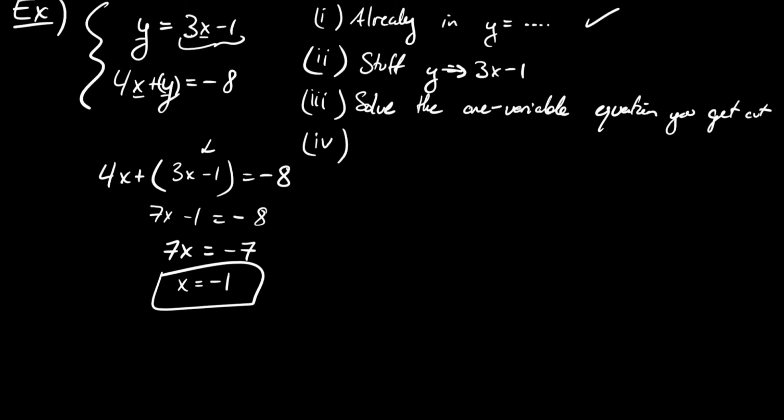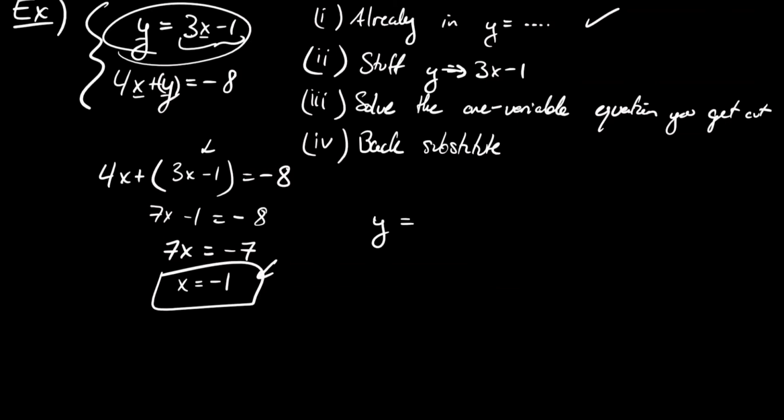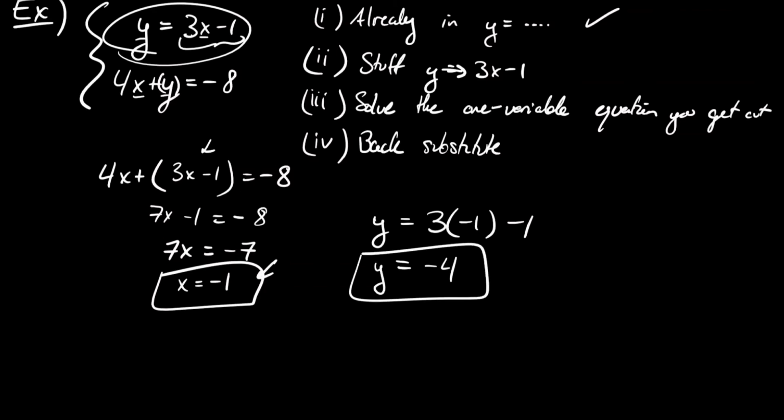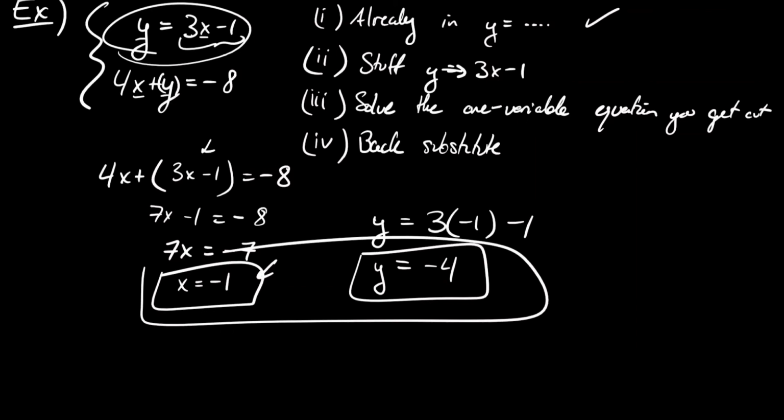Now we're at the easy part. We get to back substitute. Again, that just means plug in the value of this variable you just found into one of the equations, and this one looks pretty convenient. I can just plug in x and it'll tell me y equals this. So if I plug in negative 1 everywhere I see x, I get y equals 3 times negative 1, which is negative 3, minus 1. So y equals negative 4. So this is your answer. X equals negative 1, y equals negative 4. Awesome.